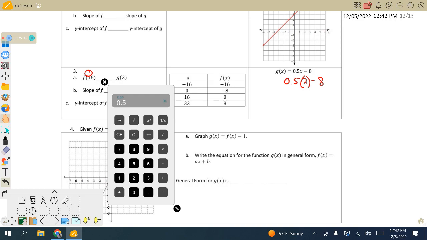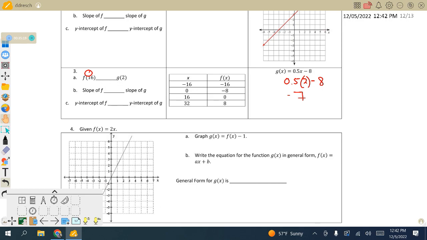0.5 times 2 and then minus 8. And what do we get? Should be getting a negative 7. Now compare that to there. How does 0 compare to negative 7? You're going to select from the drop-down menu. That's it. That's it. Let's look at the slopes here.